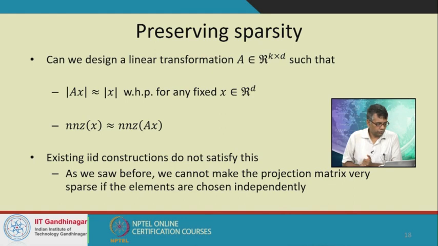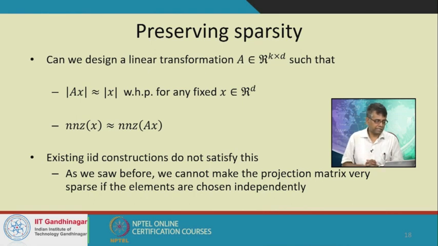So here's the question: can we design a linear transformation that preserves the norm just like before, and doesn't increase the density by so much? Maybe it has to increase the density somewhat, but maybe not by so much. Is it possible to design such a random construction?